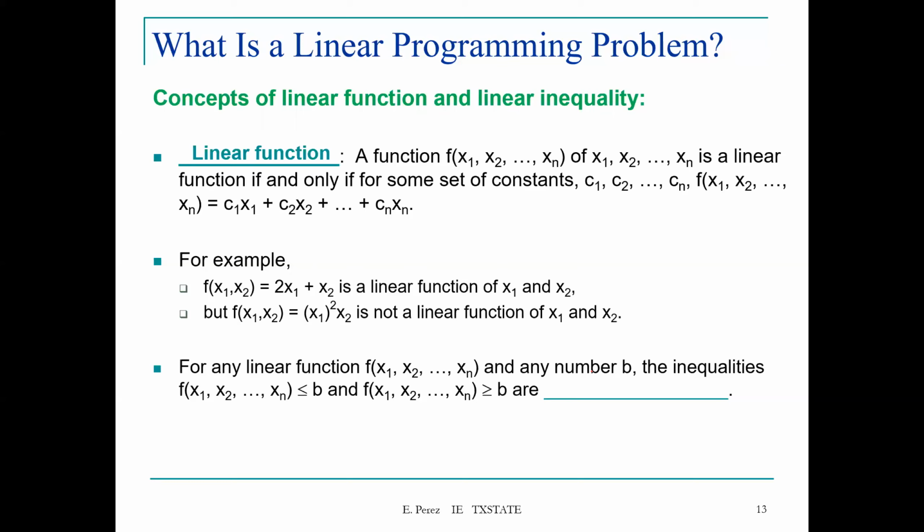So for example, if we have a function in terms of x1 and x2 equal to 2x1 plus x2, it's a linear function of x1 and x2. But if we have a function in terms of x1 and x2 equal to x1 squared times x2, this is not a linear function of x1 and x2, because we have a multiplication and we have the square of x1. So thus, that is not a linear function.